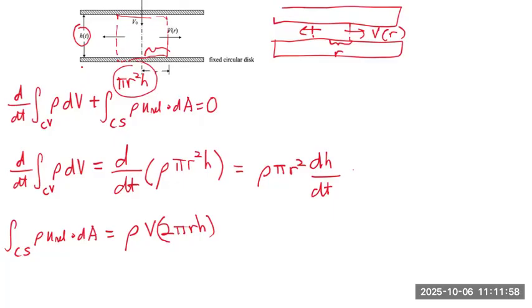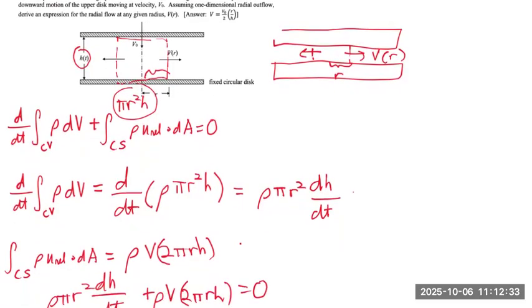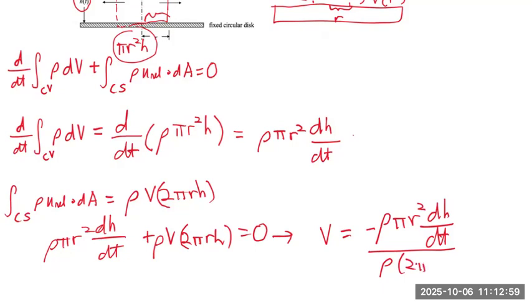So we have these two crucial pieces of information. So now we have to combine them in this equation. We simply add these two values to get rho pi r squared dh over dt plus rho v 2 pi r times h is equal to 0. So solving for v, which is the radial flow at any given radius, we have that v is equal to negative rho pi r squared dh over dt over rho times 2 pi r h.